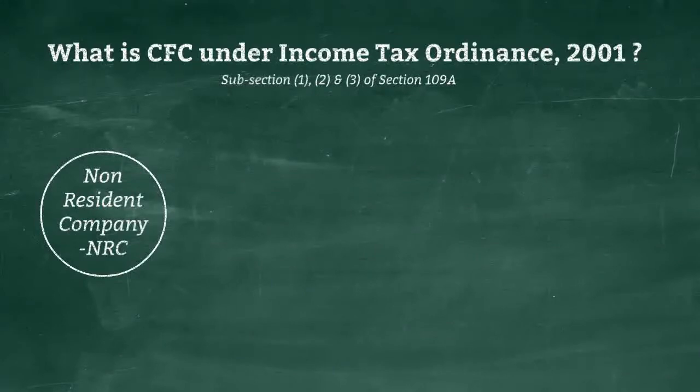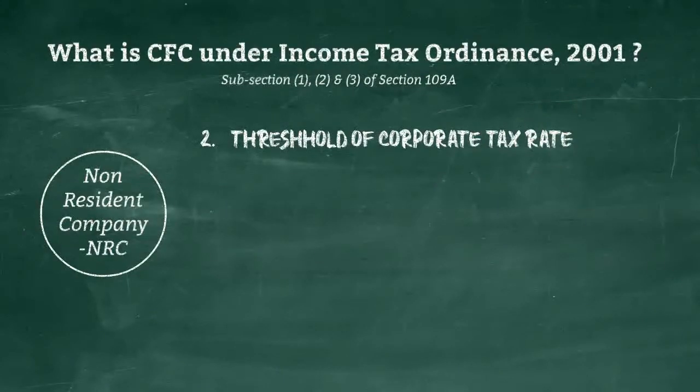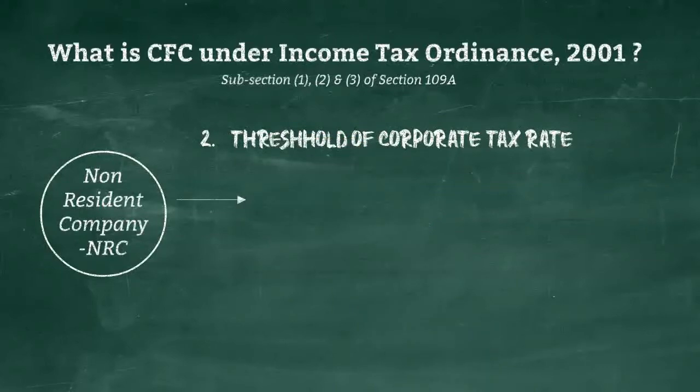Let's move on to the second criteria. The second criteria is the corporate tax rate. As explained in the first part, the aim of the regime is to eradicate base erosion and profit shifting to tax havens or low tax jurisdictions, which avail no tax or less tax benefits, reducing their overall tax bill. The law says that a non-resident company shall not be treated as CFC if the tax paid outside Pakistan by the non-resident company is less than 60% of that tax that would have been paid in Pakistan under Pakistan's tax law.